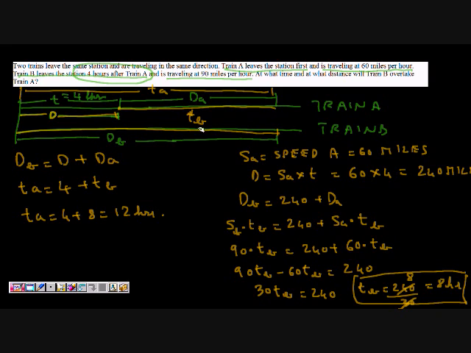Now we're supposed to find out the distance dB, or the distance traveled by B before it can overtake A. So we know that dB is equal to the speed of B times TB, which is the same as 90 times 8. We have calculated TB here, so substituting that, we get 720 miles. So train B has to travel 720 miles before it can overtake train A. And that's how you solve this problem.